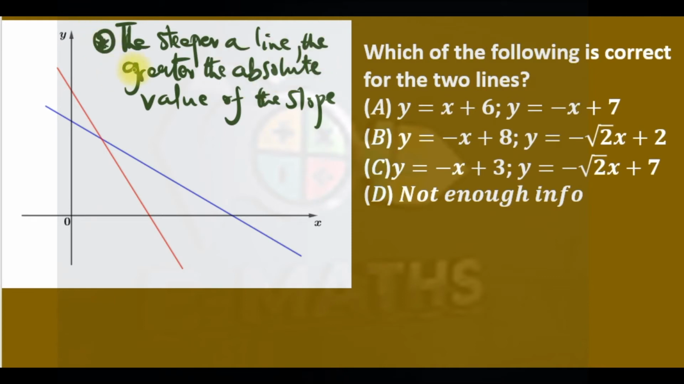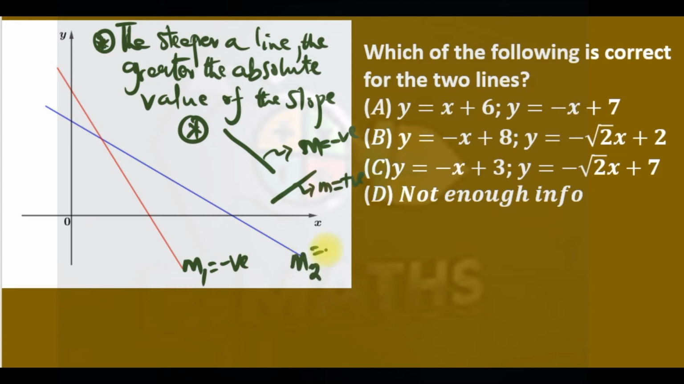Secondly, a line that slants this way, the slope is negative. So m is negative. While the line that slants this way, m is positive. So the slope of this line is positive, the slope here is negative. That's another thing we have to know. Coming to this, the two lines have negative slopes, so m1 is negative, and this is also negative.